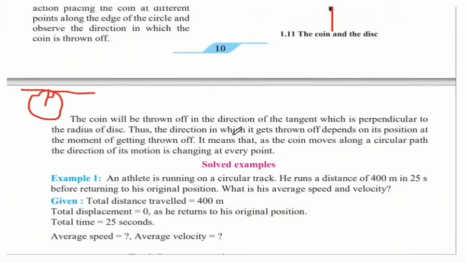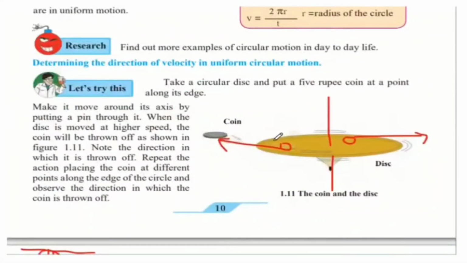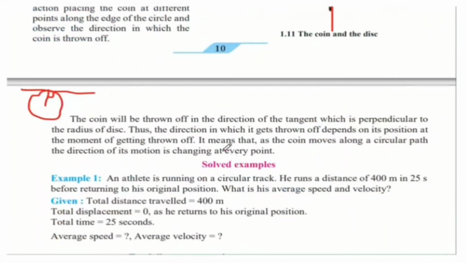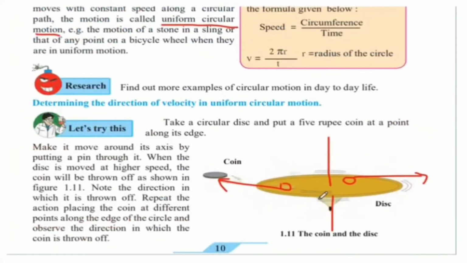Thus, the direction in which it gets thrown off depends on its position at the moment of getting thrown off. It means that as the coin moves along a circular path, the direction of its motion is changing at every point. So wherever you place the coin and you start spinning it, the moment it gets thrown off, it will make a tangent to the radius, and the coin's motion keeps changing at every point because the coin is rotating. So because of that, its motion keeps on changing.